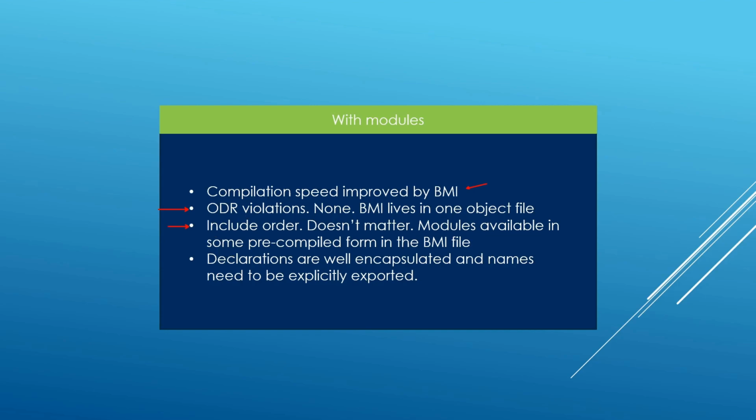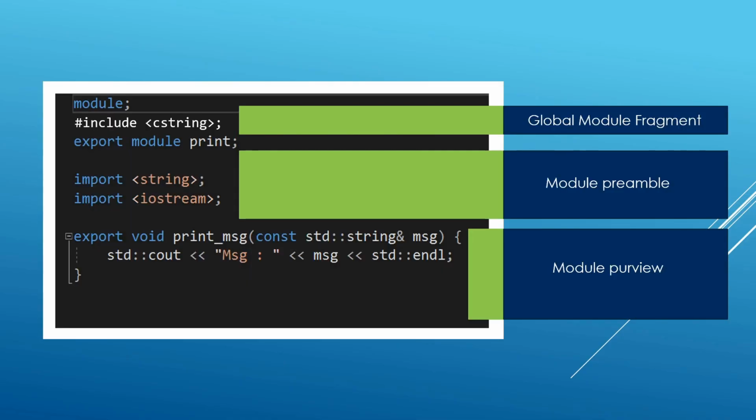The include order problem is going to go away because the module is available in some pre-compiled binary format, and it is going to be included immediately where it is needed in your application. Another big benefit is that declarations are well encapsulated and you have tight control over what is exported and what isn't. Now that we have a few basics about modules, let's look at the actual structure of a module file.